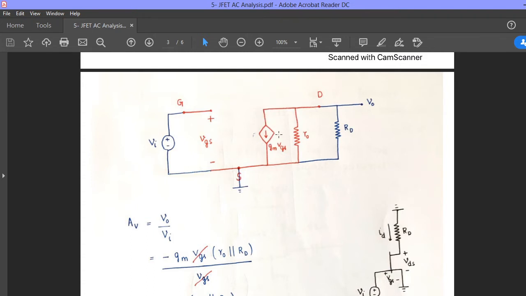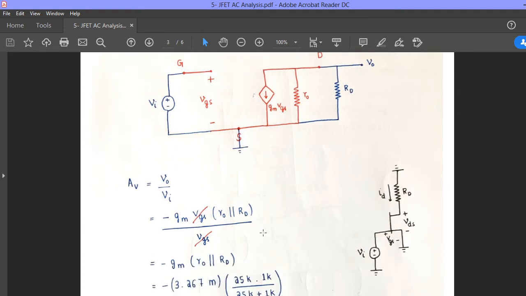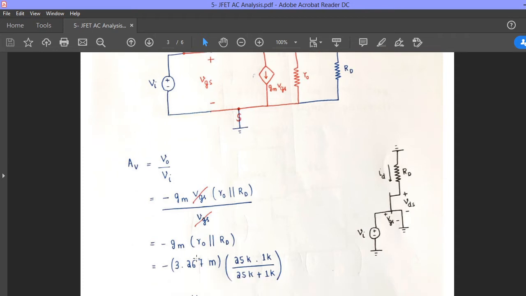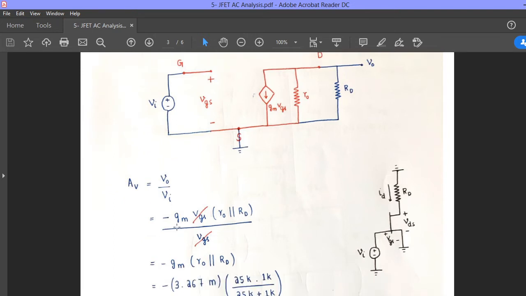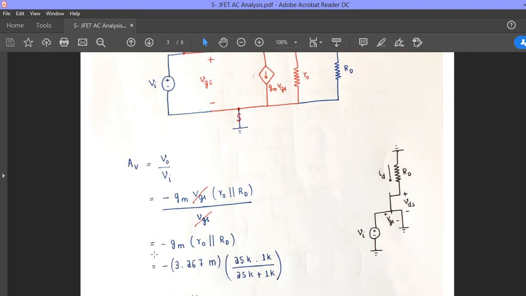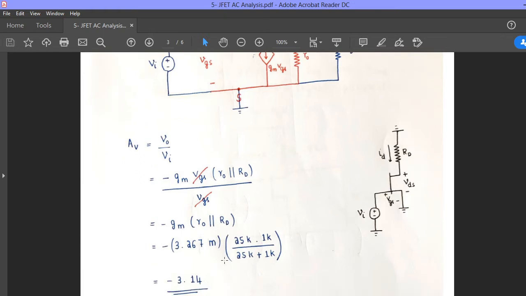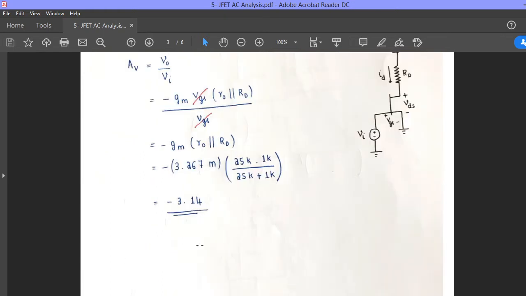If current we take in this direction, from here to here, then a minus sign will come. So V0 is equal to minus gm VGS, and in parallel, resistances are r0 parallel RD. So V0 we got, VGS we got, this will get cancelled. So there is no need to remember the formula. Only by basic concept we can obtain the value of Av: minus gm r0 by RD, and putting all the values we got our Av value.